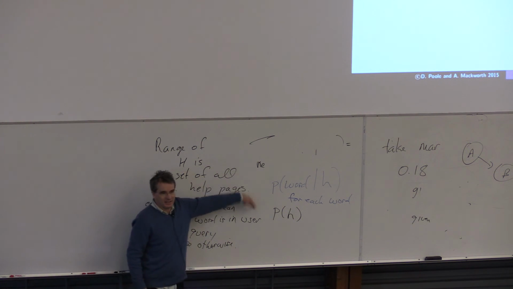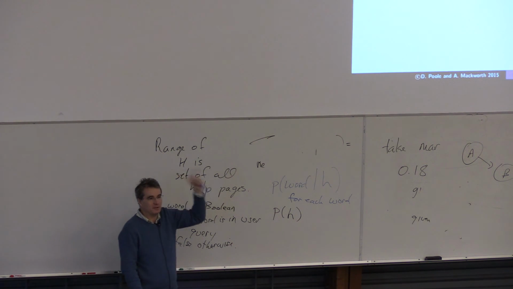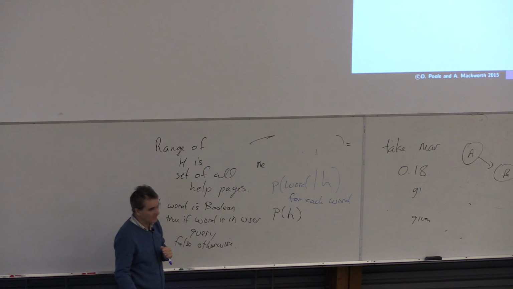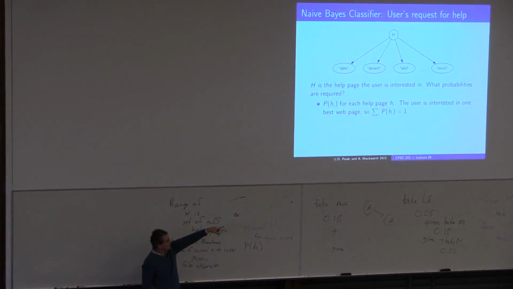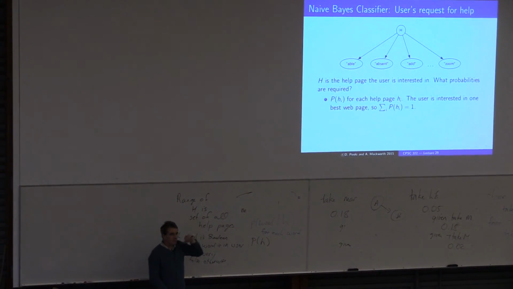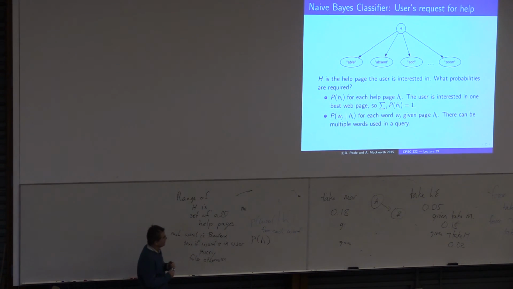But the fact that you need these two things just follows from our diagram. That's why there's such nice diagrams. You just draw a diagram and everyone knows what probabilities you need. So once you draw this diagram, we know what probabilities you're going to need. So we're going to have the probability of H_i for each help page. For each help page, we're going to say how likely is it a priori that they're going to use it. And we also need the probability of each word given each help page. So it's how likely each word is for each help page. And there can be multiple words in a query, so in fact, this says that the words are independent given the help page.